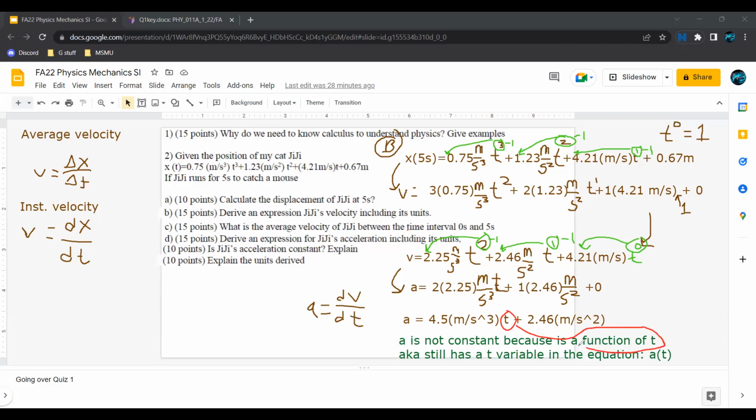Function of t. Cool. So then that means we did A, we did B. We skipped C so that we could do D and this one. Let's explain the units derived.